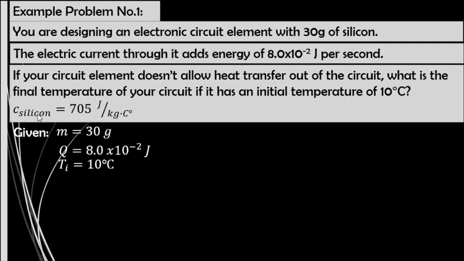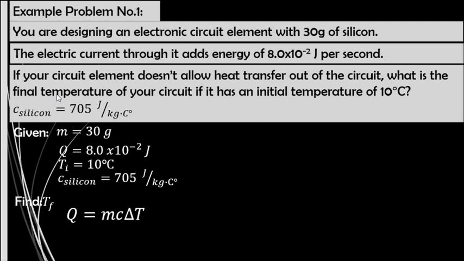And since we are dealing with a silicon substance, we will be using specific heat capacity of silicon as 705 joule per kilogram times Celsius degree. And we are asked for the final temperature of our circuit, or T sub F. So to start with, our formula is Q is equal to mc delta T, or heat is equal to mass times specific heat capacity times change in temperature.